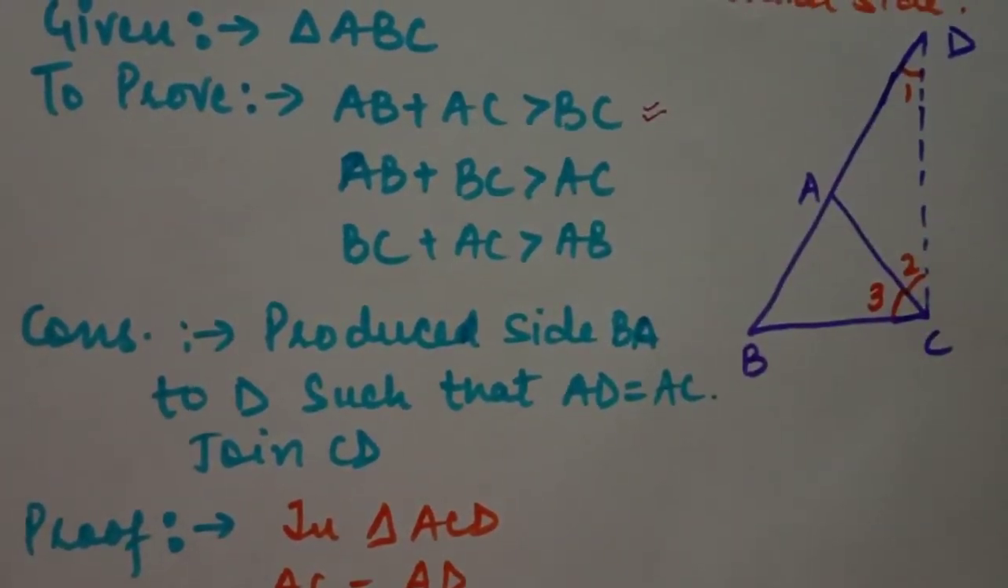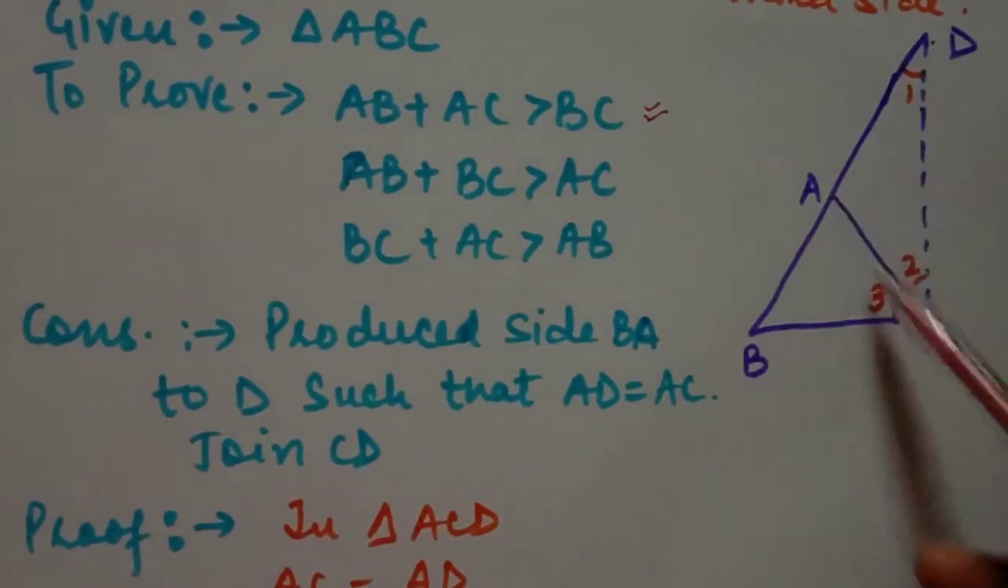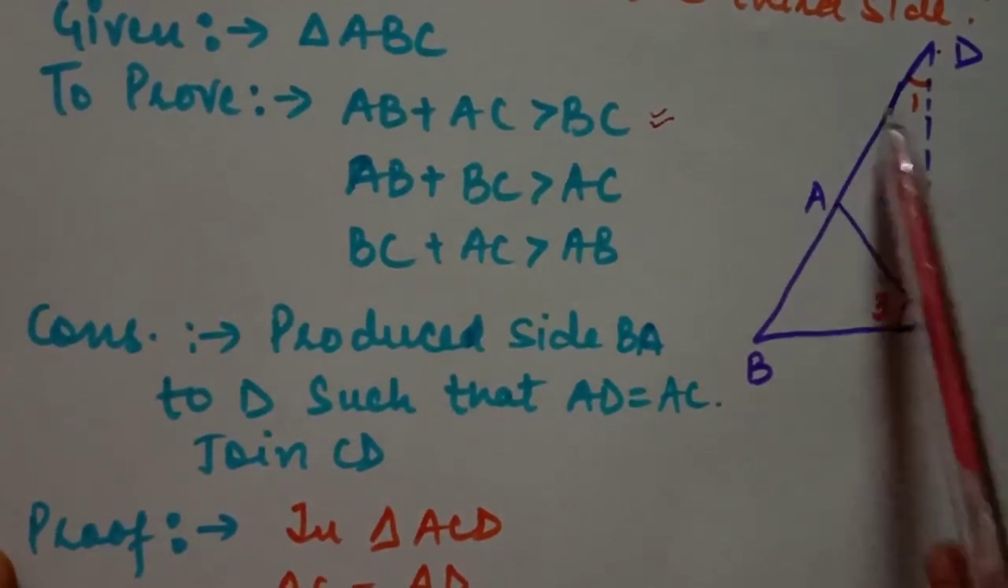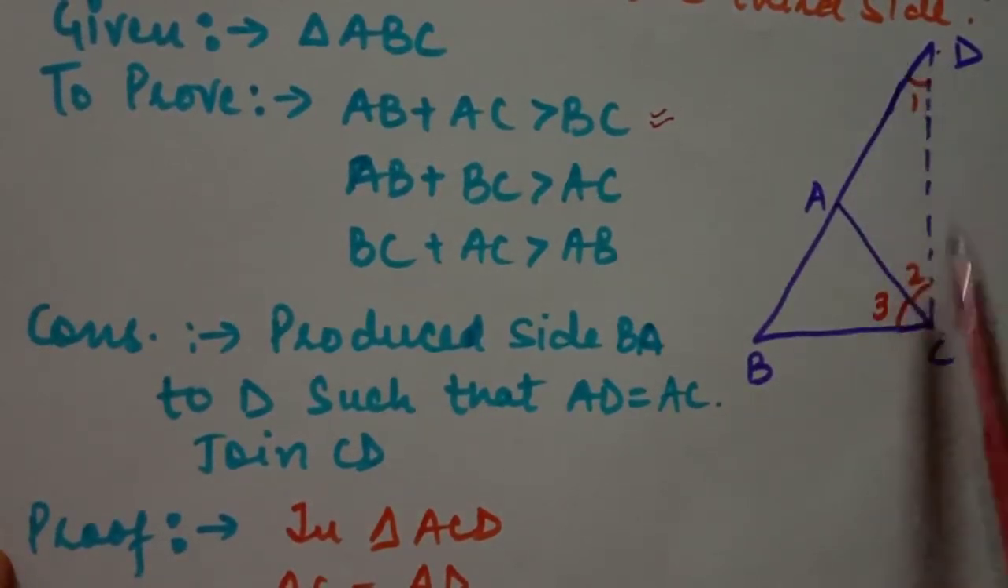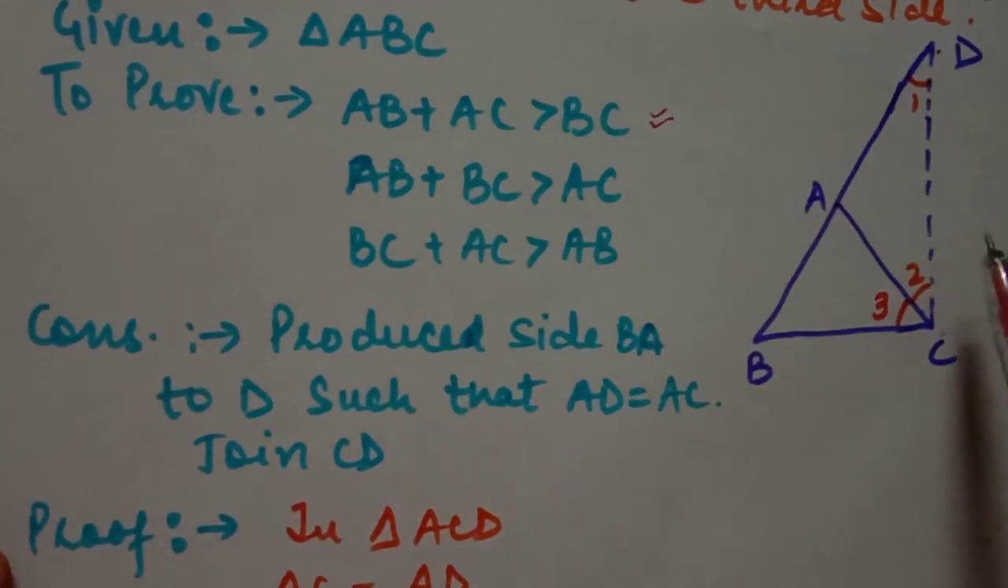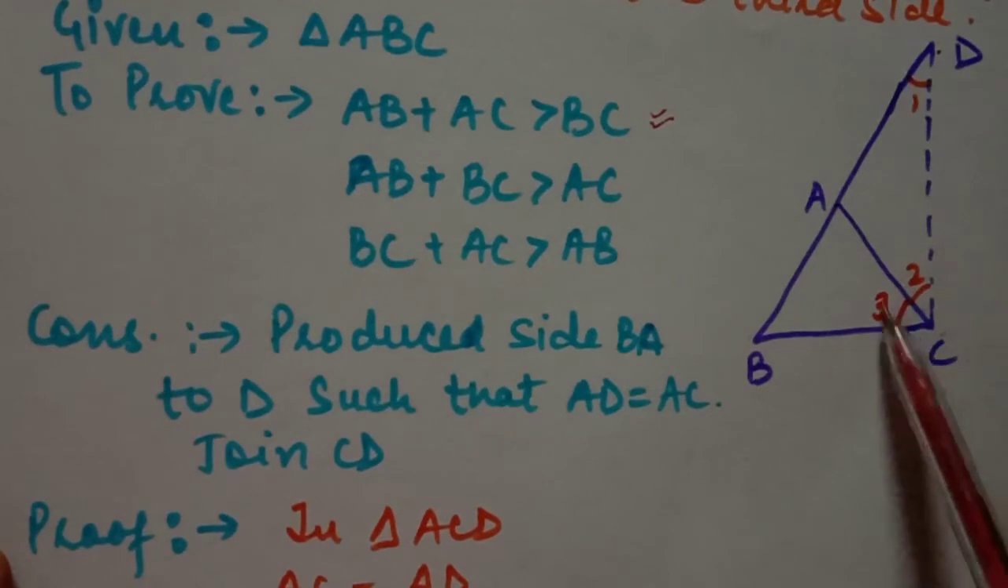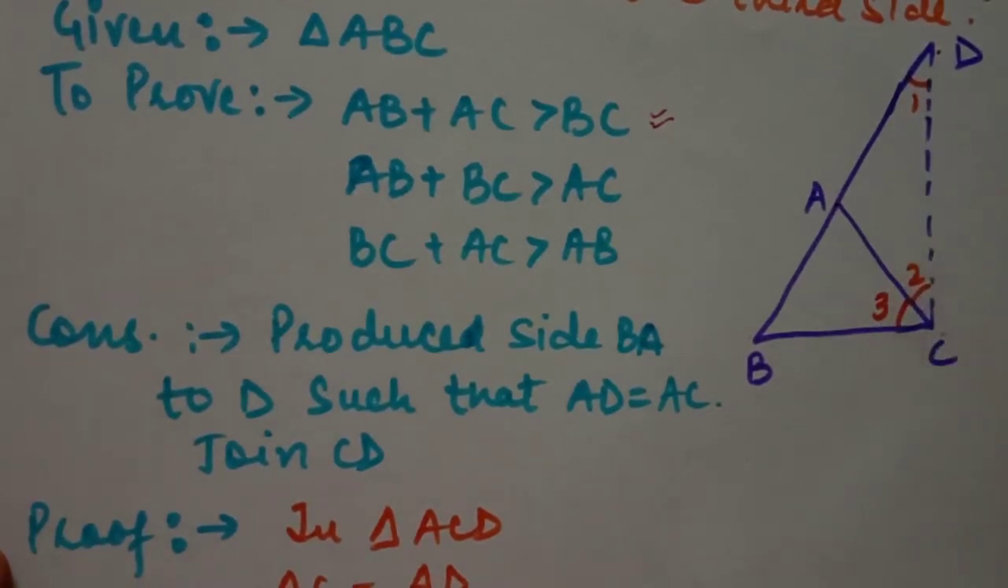Okay. So students, in triangle ACD, if these two sides are equal to each other, then their base angles are also equal to each other. It means angle 1 and 2 are equal to each other. You know the reason, angles opposite to equal sides are equal. Then if we take the sum of 3 plus 2, it is greater than angle 1, because 2 and 1 are equal, and we are adding angle 3 to 2 but not to angle 1. So 3 plus 2 is greater than angle 1.